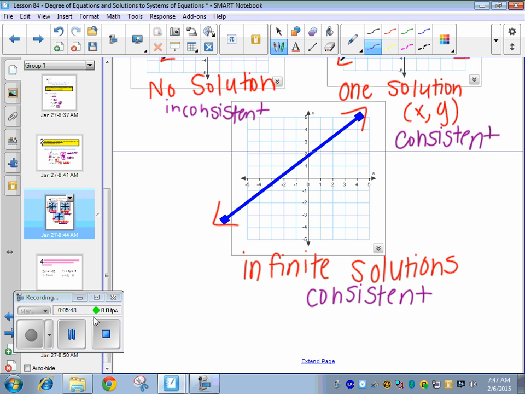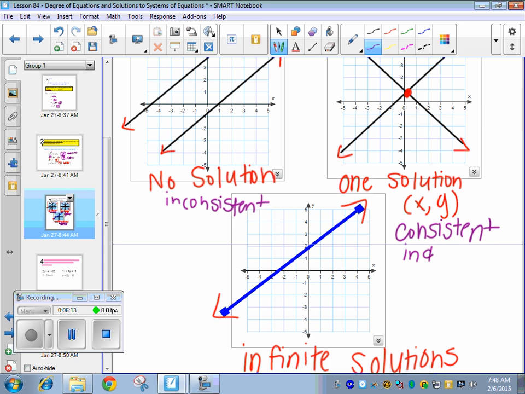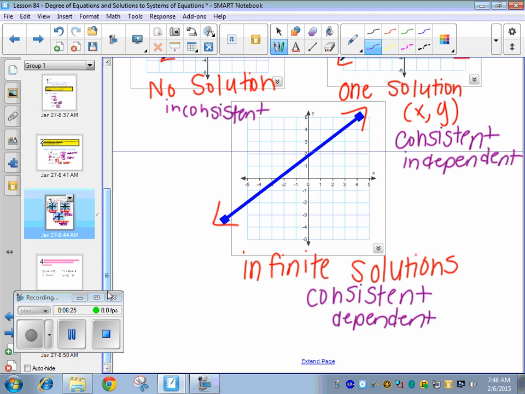And then if you have the two that are consistent, we have to say dependent or independent. The way that I remember this is these lines right here are dependent on each other because they're the same line. So I have dependent. And for two separate lines up here, we have independent. We have to memorize those vocab words. So consistent means there is at least one solution or more. And then between the two consistent, we have to label them either dependent or independent. And if you want to remember one line on top of the big line, you can.